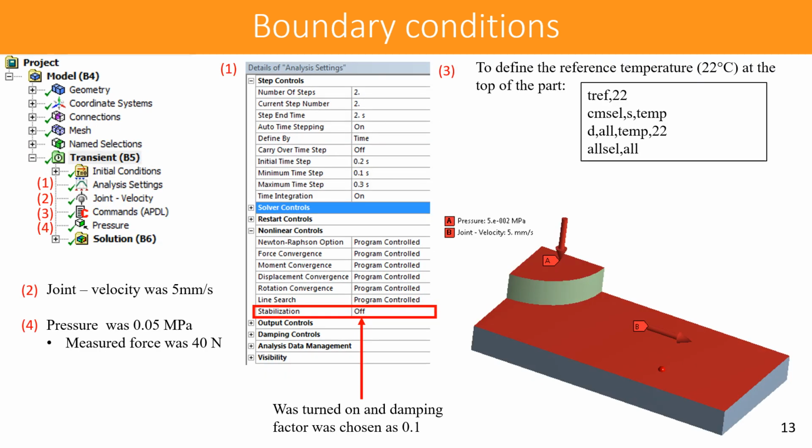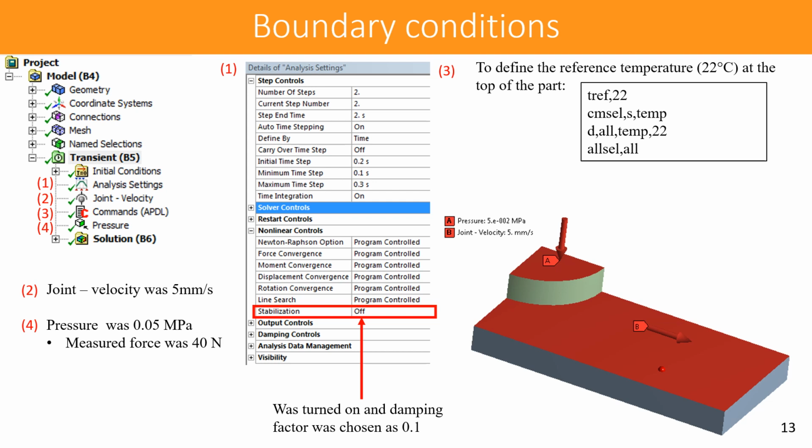Another boundary condition, or in analysis setup, I had to put all the boundary conditions. So first of all, I would like to talk about the analysis settings. I use the number of steps only 2, and then I use the time dependent steps, where the initial step is 0.2 and minimum step is 0.1, and then maximum time step is 0.3. And then I also use the stabilization.